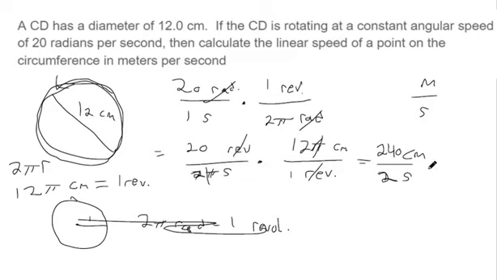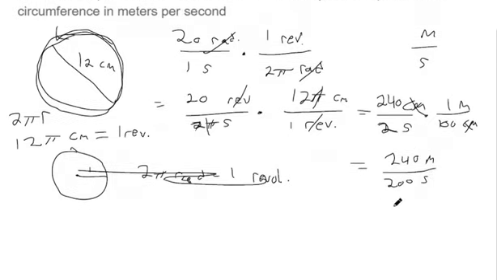So we just need centimeters to be meters. There's 100 centimeters for every 1 meter. So that can make the centimeter units cross cancel. So we've got 240 meters for 2 times 100 makes 200 seconds. Or if we simplify, 240 divided by 200 is 2.4 meters per second.